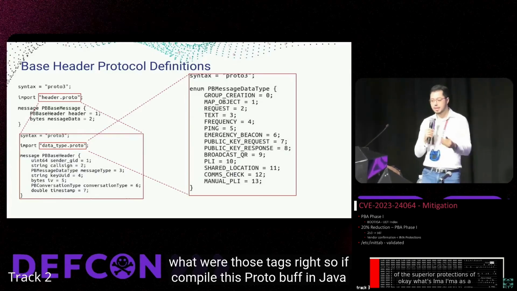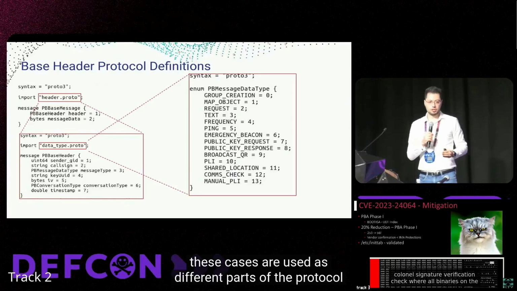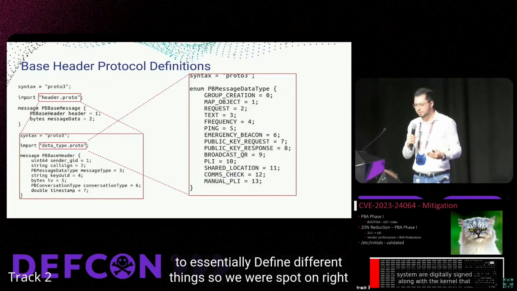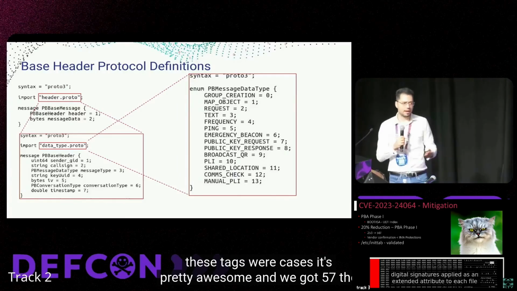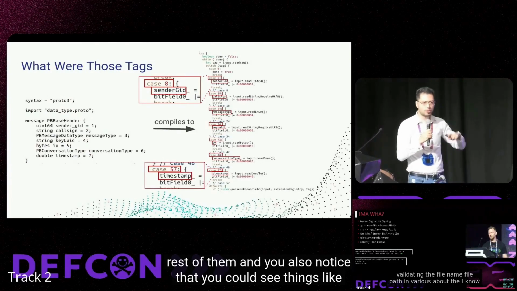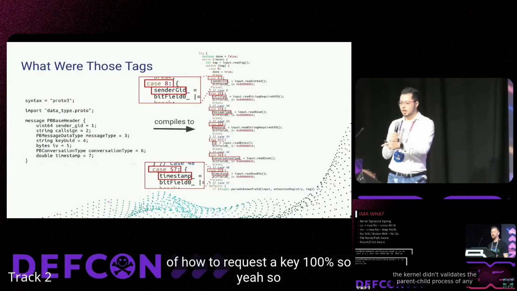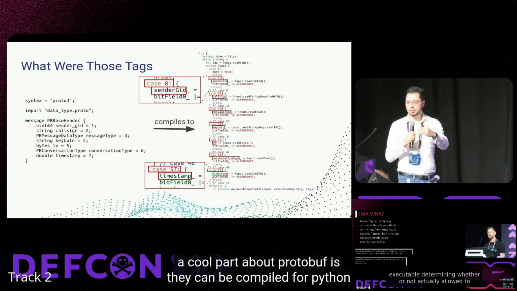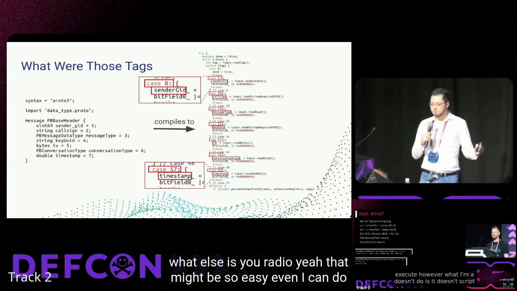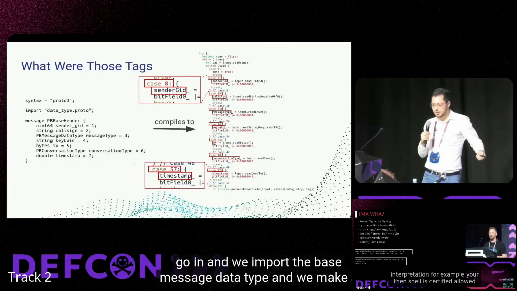What's important here is this data type. This enum would be very difficult to reverse engineer. We would have to take so many samples and then hope that we can maybe figure out that text is 3 and ping is 5. That would be very difficult. So let's go back full circle. What were those tags? If we compile this protobuf in Java, because that's what goTenna is using, we can see these cases. These cases are used as different parts of the protocol to define different things. So we were spot on. These tags were cases. That's pretty awesome. And we got 57, and the rest of them.